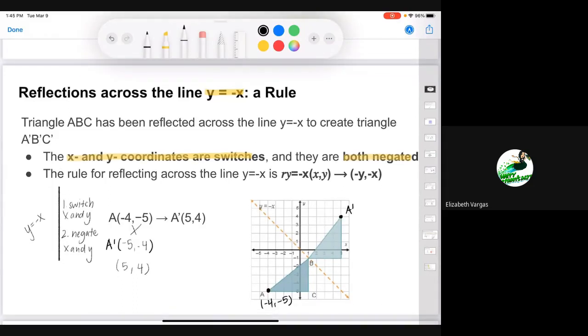So basically what I'm doing is I'm able to use these mapping rules to find out where my coordinate will map to from my pre-image to my image. Pre meaning before the transformation like we discussed before, and our image being that image after that specific transformation, or in this instance, it's a reflection, okay?